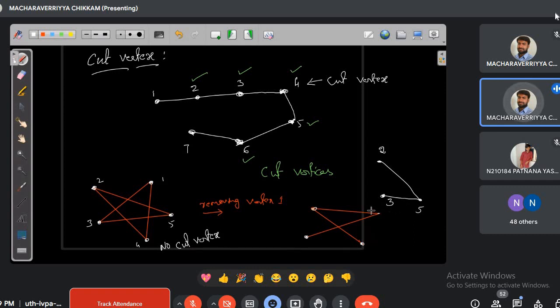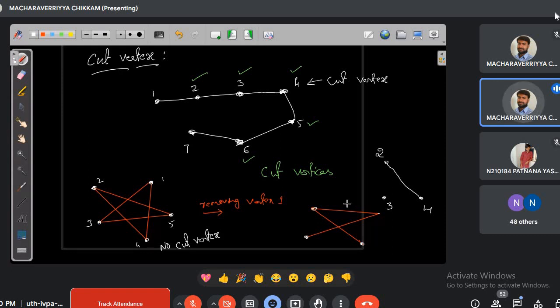Why am I taking 5? I am removing 1 and 5. So I need to consider 4. 2, 4, 3. 2 and 3 have no connection. 2 and 4 have no connection. Sorry, 2 and 4 have a connection, but 3 and 4 have no connection. Yes, this becomes disconnected. So by removing the vertices 1 and 5, the graph becomes disconnected.